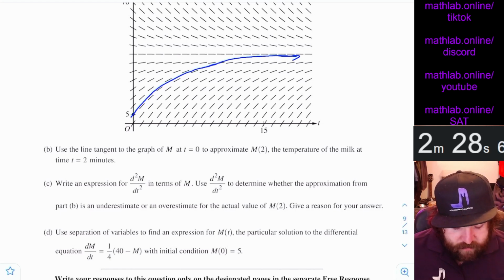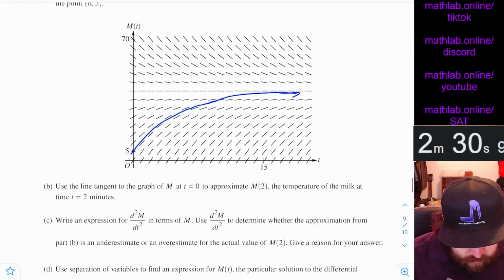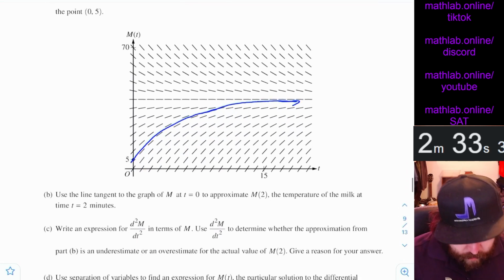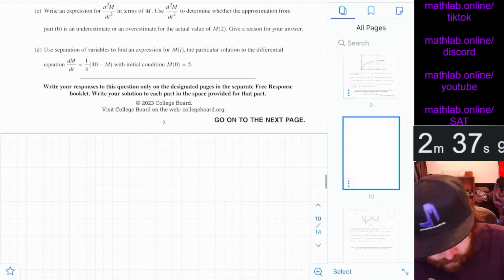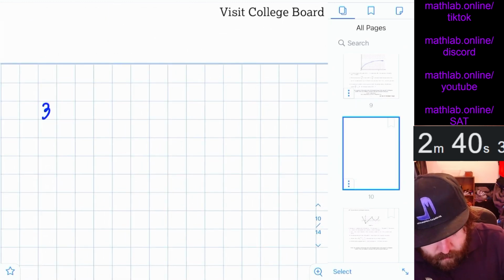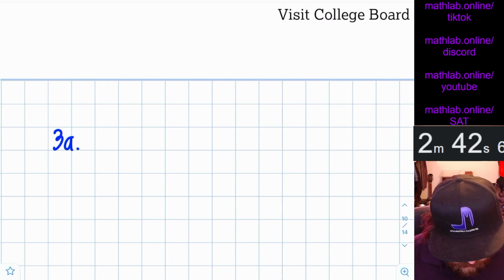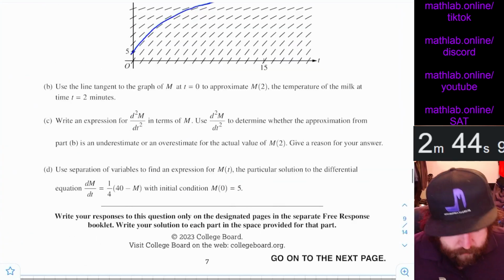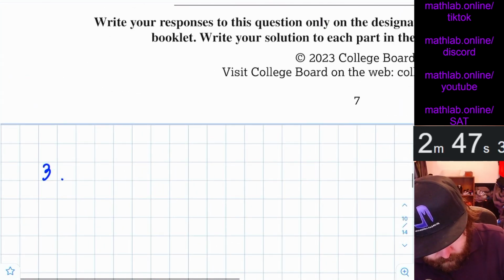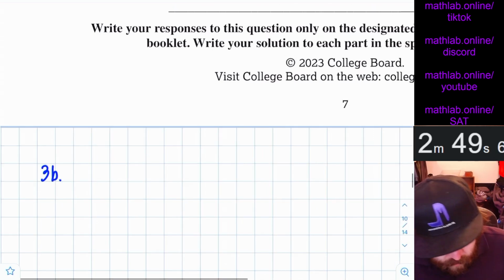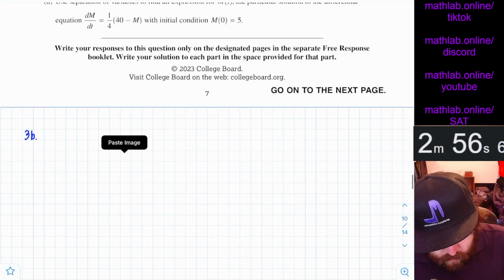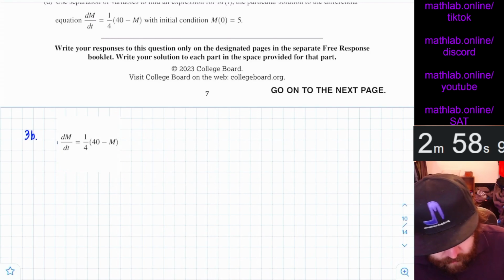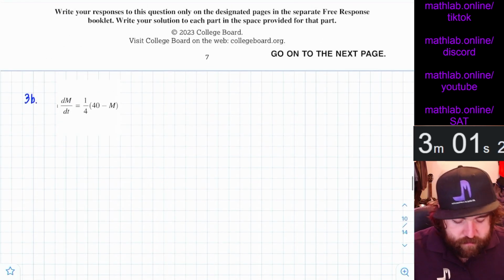Use the tangent to the graph of m at t equals 0 to approximate m of 2, the temperature of the milk at time t equals 2. Okay. Use a tangent line. All right. So let's add our new page. And let's go 3a, 3b. We're going to copy down our equation like this. And then we want to look at 0 and 2.